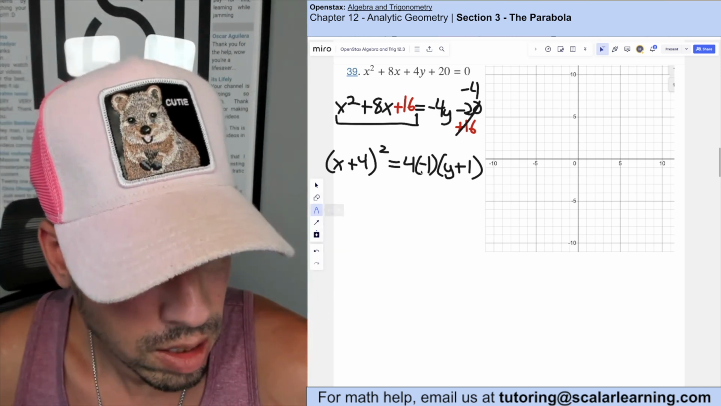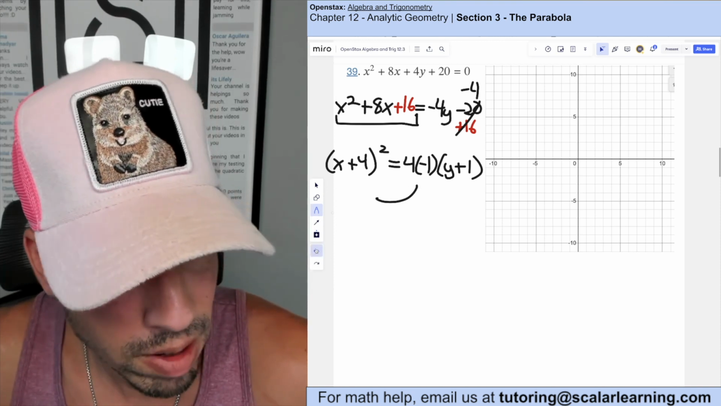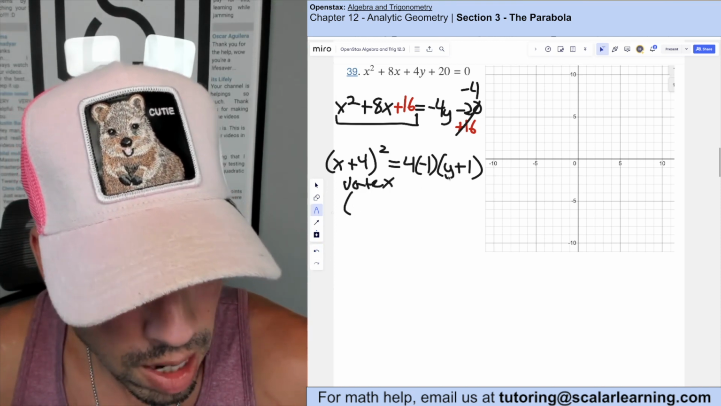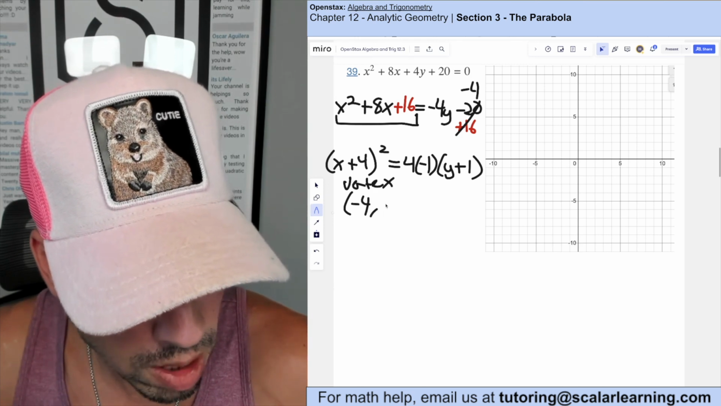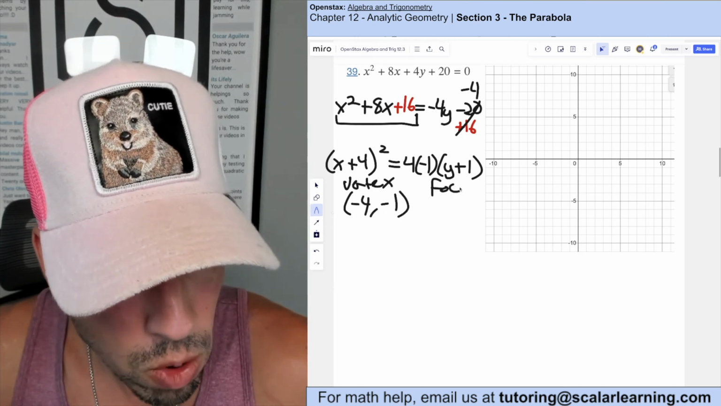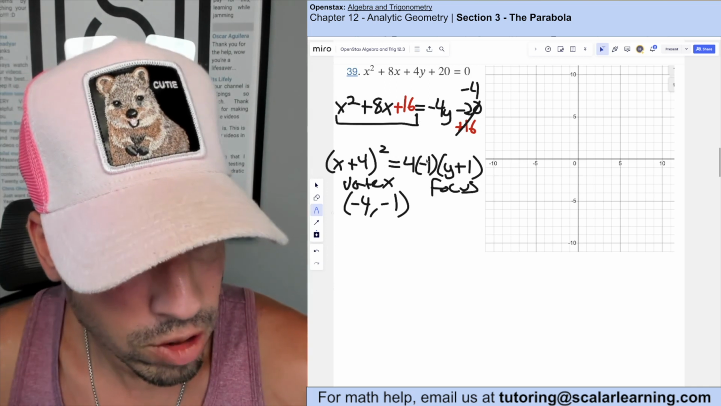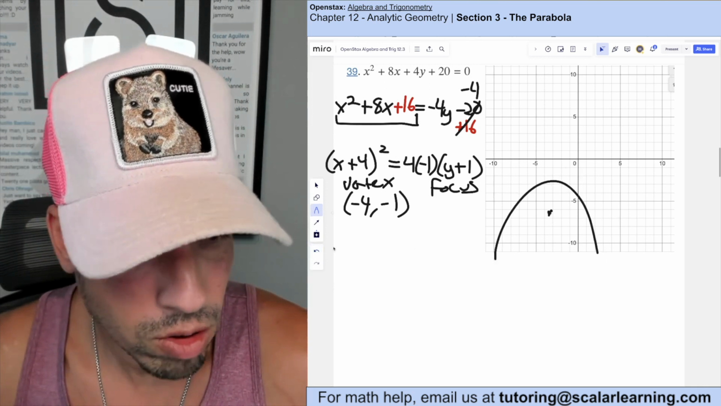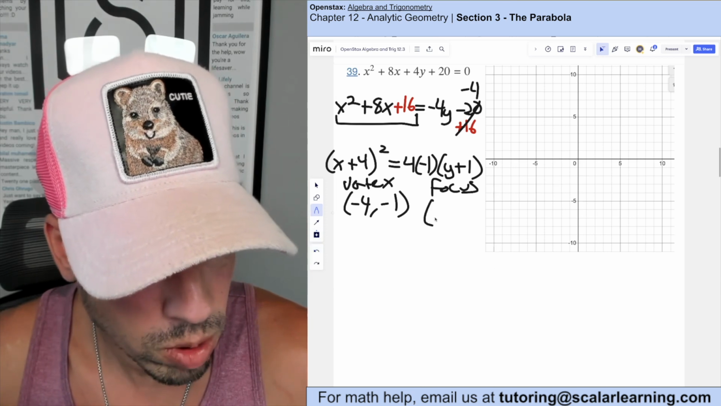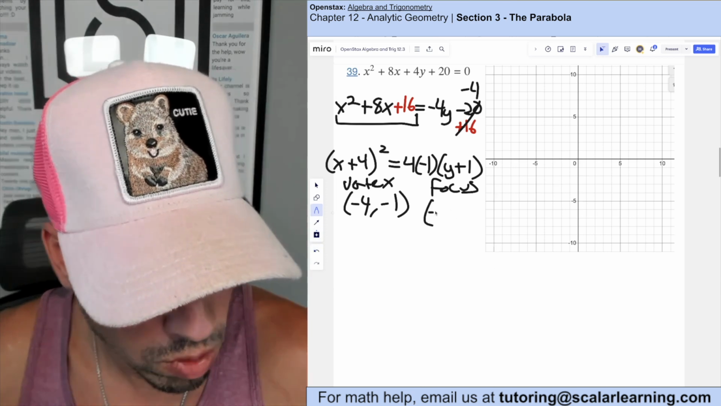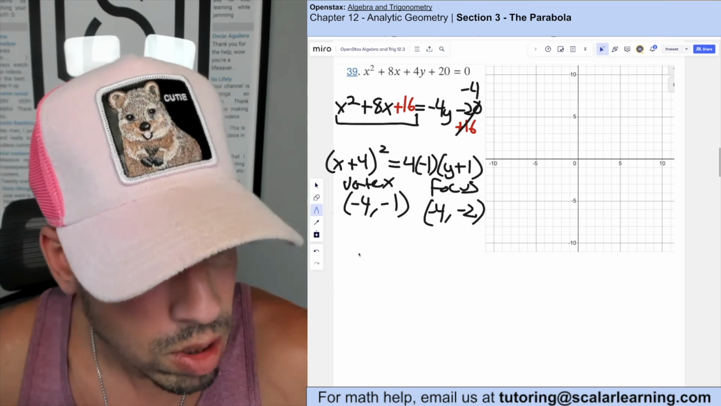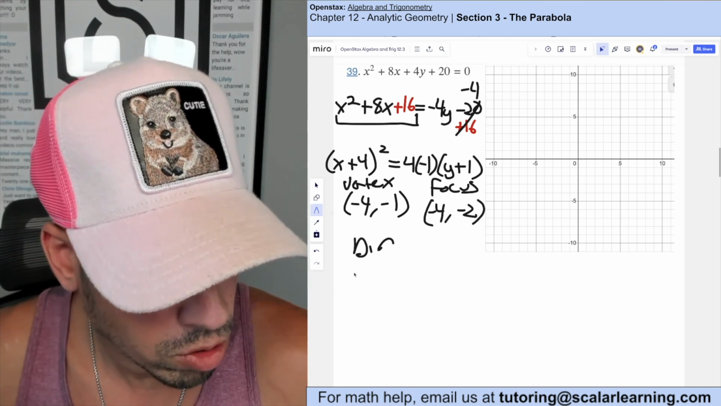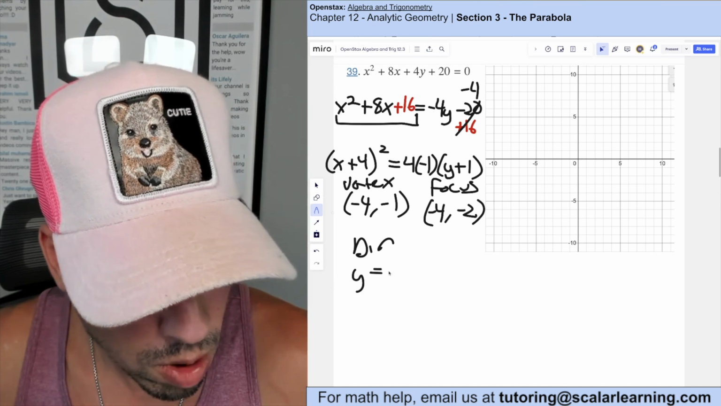Now, by the way, this is nice because we have our p-value at -1. So what is my vertex? Well, it's the opposite of these two, so -4, -1. My focus, again, this is an x squared with a negative p-value. It's opening down. So my focus is going to be down here, on the inside. So we're going to go lower by that p-value, so -4, -2. Last but not least, for the directrix, we go up that same 1 value, so up by 1 is going to be y equals 0.